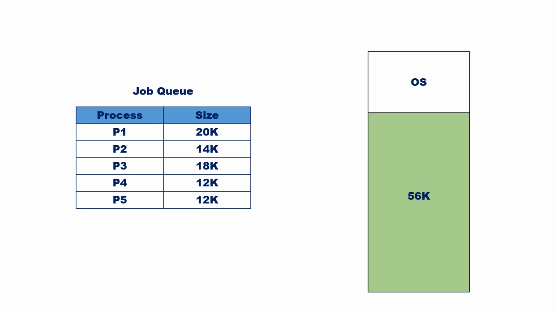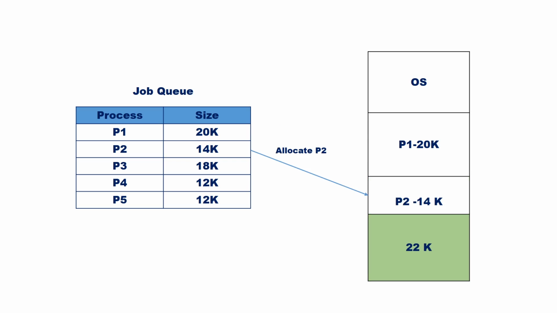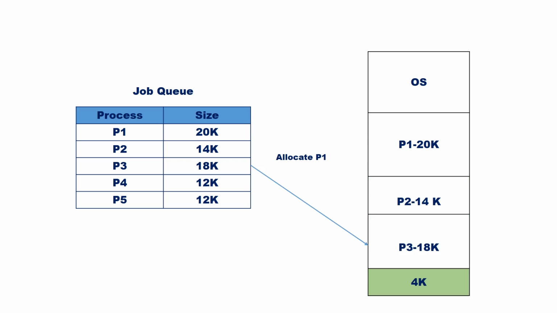Consider a set of processes with the memory requirements as shown here. Assume that 56K memory is free. That means the whole size is 56K. Allocate memory to P1. P1 requires 20K. Hence 20K of memory is allocated to P1. Remaining 36K is free now. Allocate 14K to P2. Remaining 22K is free. Allocate 18K to P3. Remaining 4K is free.